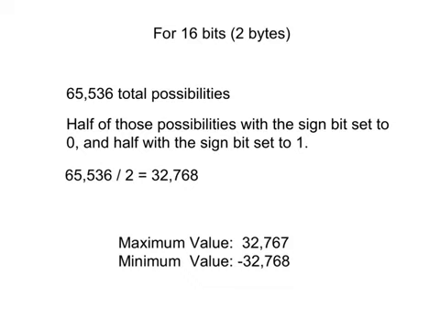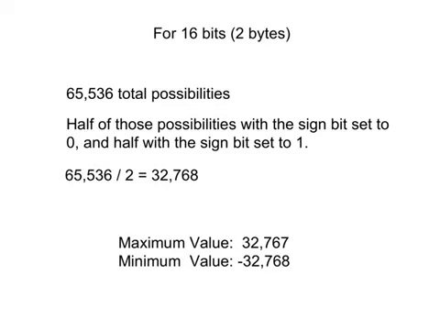Alright, so let's look at this example when we have 16 bits, which is 2 bytes. That means we have 65,536 total possibilities, of which half of those possibilities, meaning 32,768, will have the sign bit set to 0, and half of those possibilities will have the sign bit set to 1. So in order to figure out the maximum and minimum values in this case, we simply take half of the total number of possibilities and subtract 1 in order to get the highest possible positive number, and we simply take half of these possibilities and make it into a negative number in order to know the minimum number.